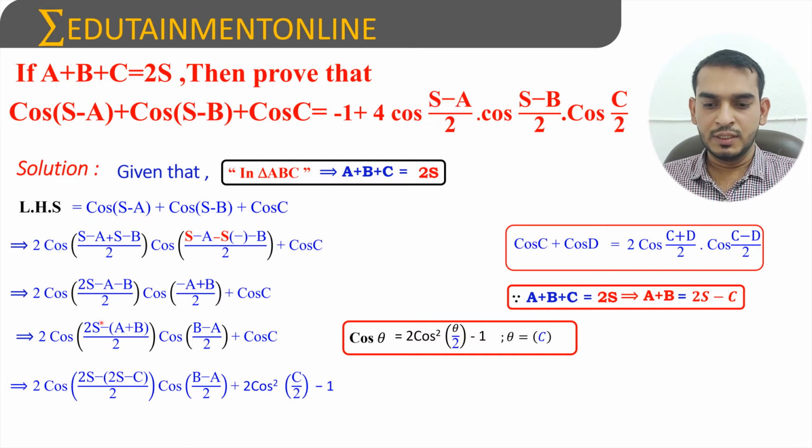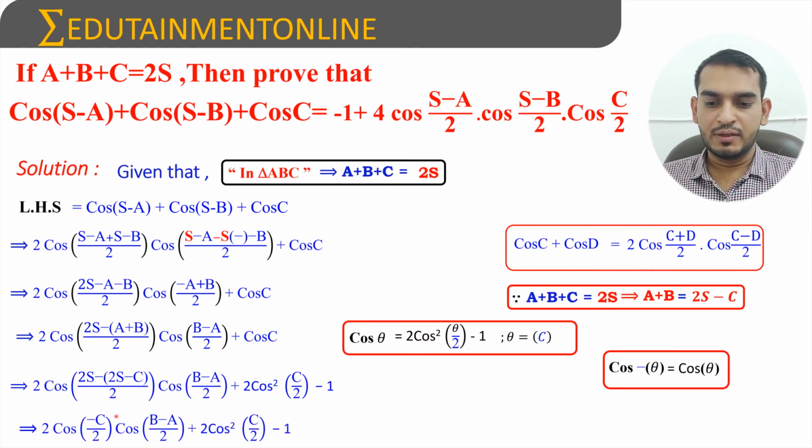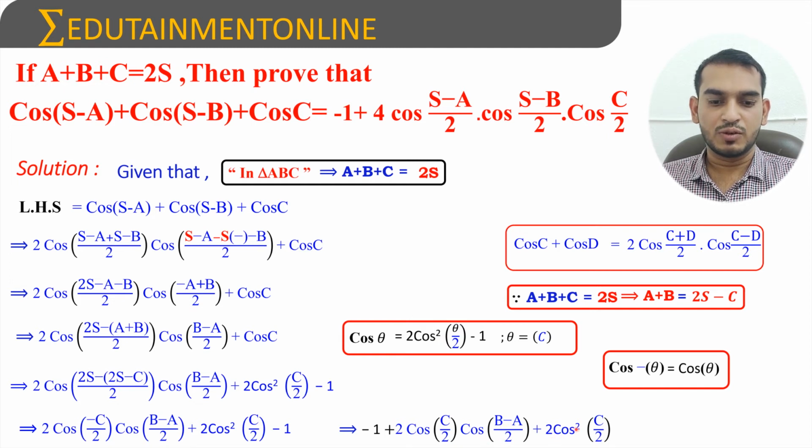So 2s minus 2s will be 0, and that will be 2 cos of (minus c by 2) cos((b minus a) by 2) plus 2 cos square (c by 2) minus 1. Since cos of minus theta is cos theta, we can write it as 2 cos(c by 2). Minus 1 we will write in the beginning. So minus 1 plus 2 cos(c by 2) cos((b minus a) by 2) plus 2 cos square (c by 2).